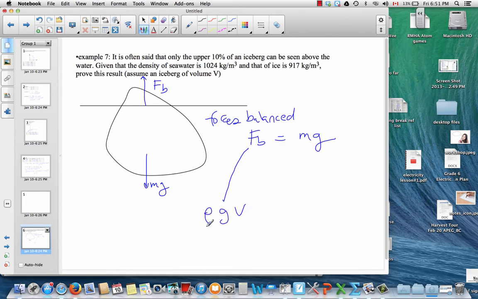Now, rho is the density of the displaced fluid, which is seawater. So let's use an S for that. Seawater, this will be rho S. And then g is the gravitational field. V is the volume submerged. Now, how much of this iceberg is submerged? Well, it's not entirely submerged. It's only partially submerged. So let's let f be the fraction above. And that's what we're hoping to show is 0.1. So 1 minus f will be the fraction below.